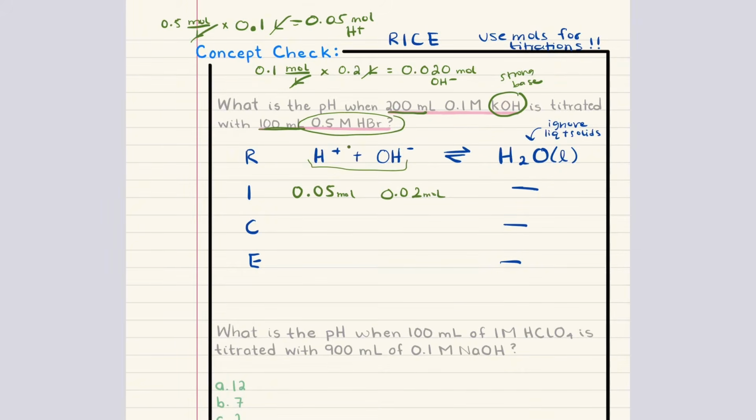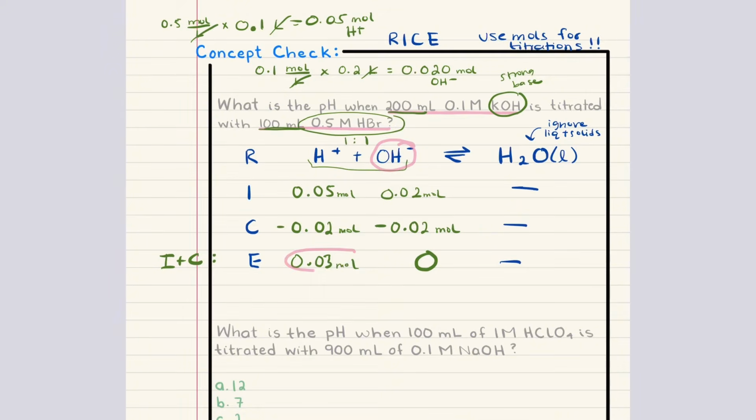The reaction consumes them in a 1-to-1 ratio. So the limiting reagent here is going to be the hydroxide ions because we have fewer moles of them. All 0.02 moles of hydroxide ions are used up, and exactly 0.02 moles of hydrogen ions are used up with them. So we add that into our change line. Then at the equilibrium line, it's going to be initial plus change. So we therefore are going to have at the equilibrium line 0.03 moles of hydrogen ions remaining and 0 moles of hydroxide ions remaining.